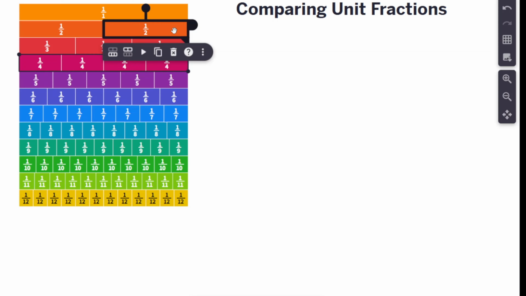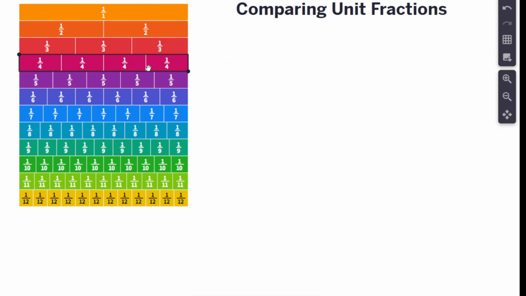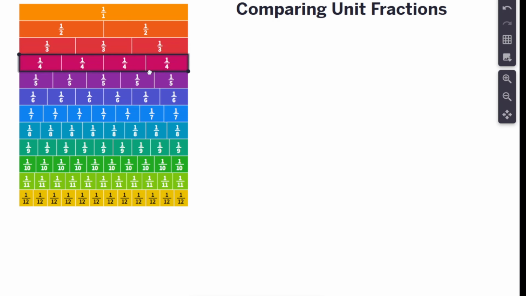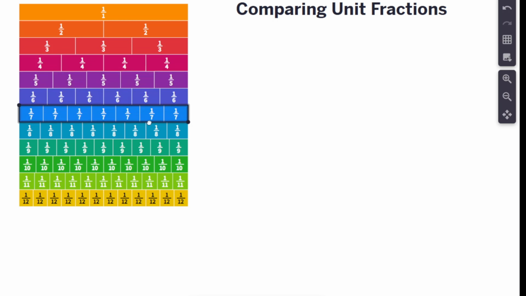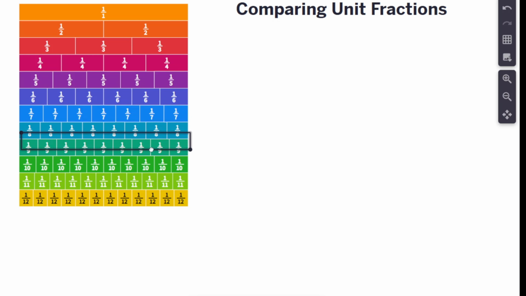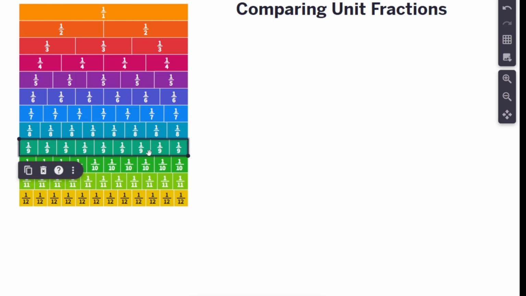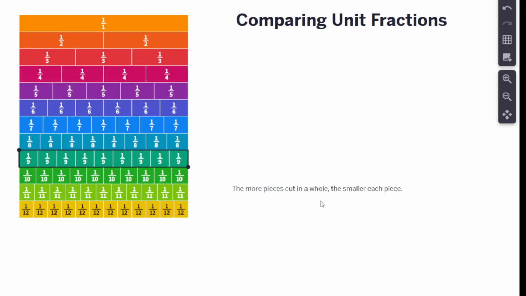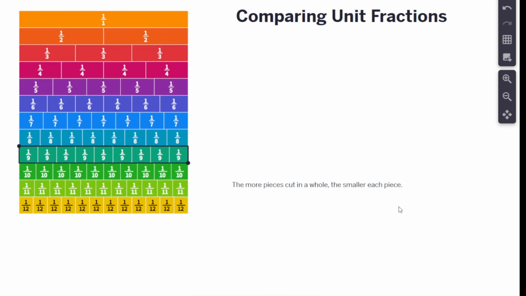So the denominator tells you the number of parts in a whole. It also means that the denominator tells you the number of equal pieces that have been cut up in each whole. So the more equal pieces you cut from a whole, the smaller each unit fraction is. The more pieces cut in the whole, the smaller each piece. Now we're going to look at some questions.